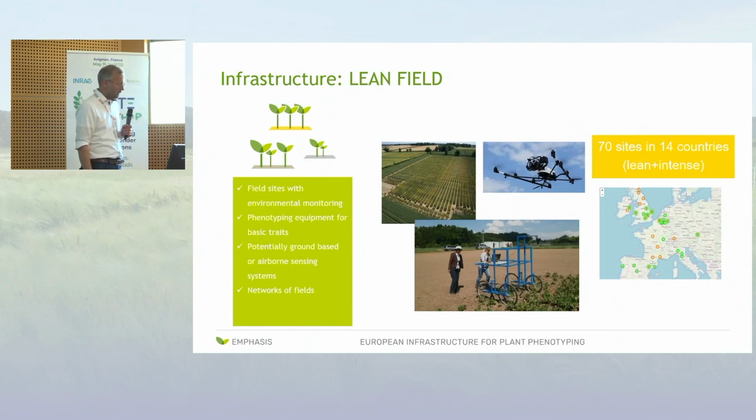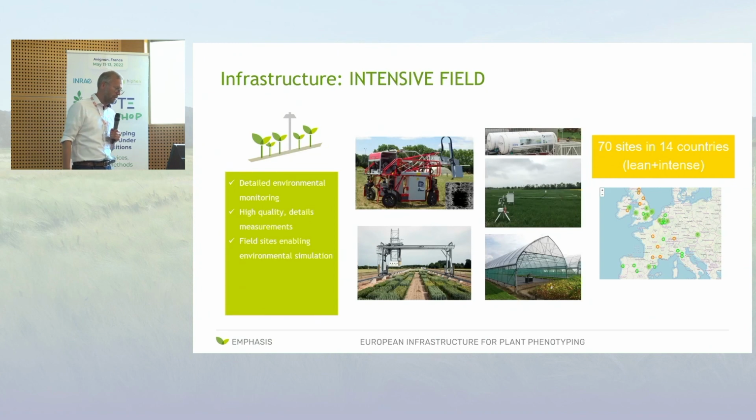Another category that was defined were the lean fields. Environmental monitoring should be in the field. There is equipment for phenotyping basic traits. There could be ground-based or airborne sensing going over the fields. And it's a clear network of fields. You could think of the breeder fields that they use already to test their new genotypes. They already actually have a setup of fields. The DROPS project, mentioned earlier, is also one of the examples where lean fields were used. Also a considerable number of sites in 14 countries across Europe, lean and intense.